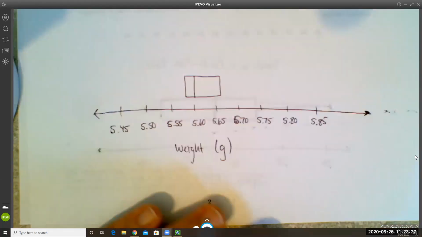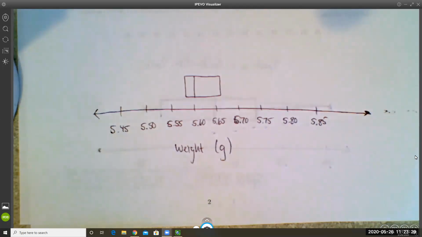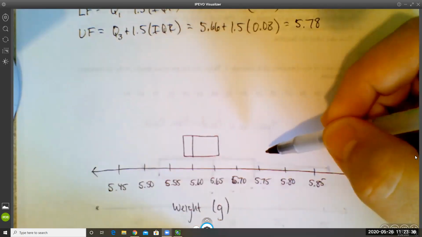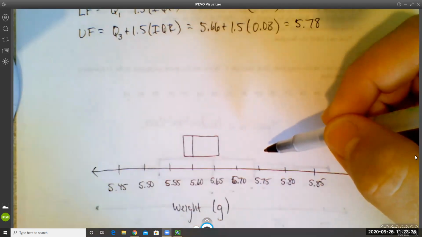Okay, so there's the box portion of my box plot. Now I need to draw my whiskers. My whiskers are going to go from my quartiles out to the minimum and maximum, not including the outlier.